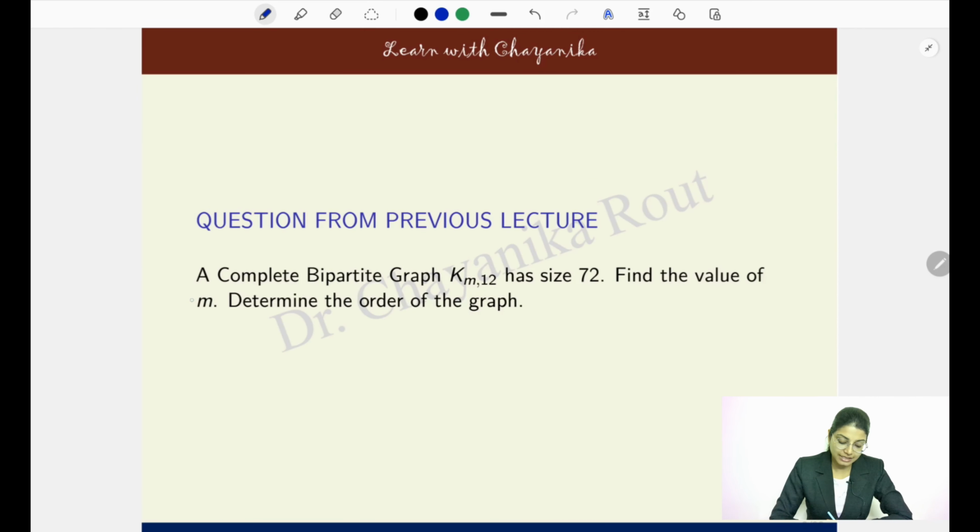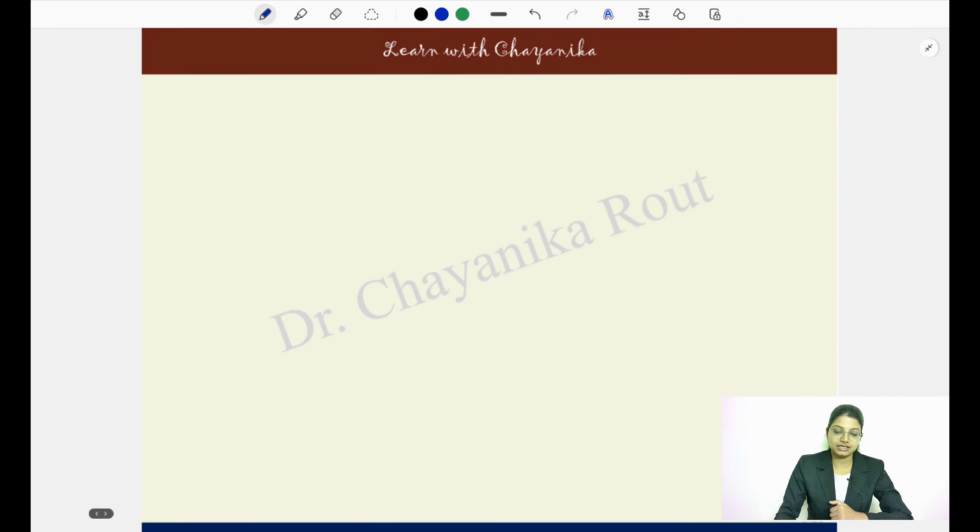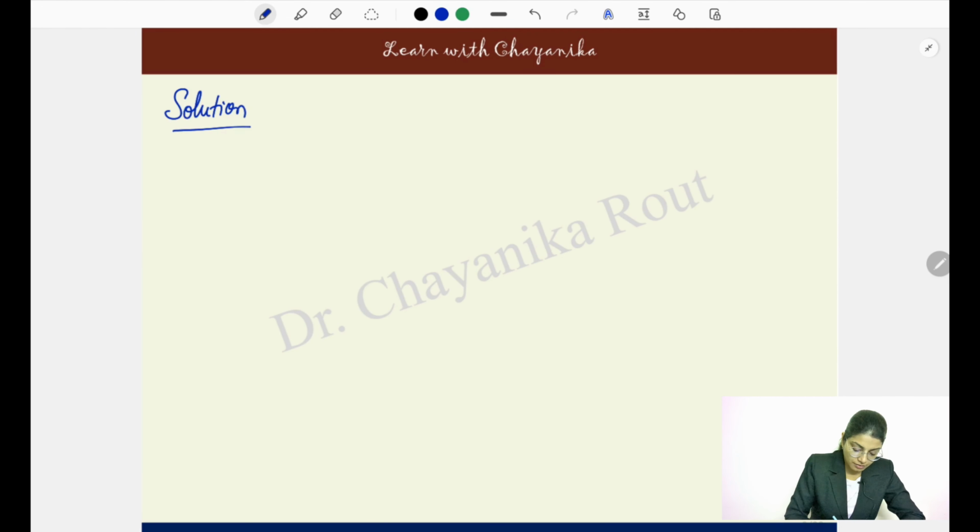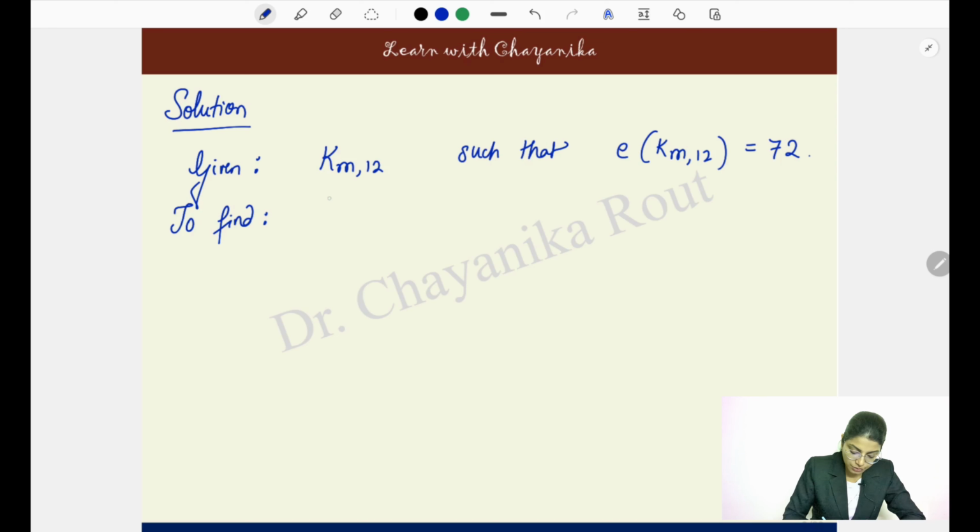The question was that there is a complete bipartite graph K_{m,12} having size 72. We have to determine the value of the variable m as well as the order of the complete bipartite graph. So let's see the solution to this problem. First, we will list down the given conditions. So we are given a complete bipartite graph K_{m,12} such that its size is given as 72. Our job is to find the value of the variable m and the order of the complete bipartite graph.